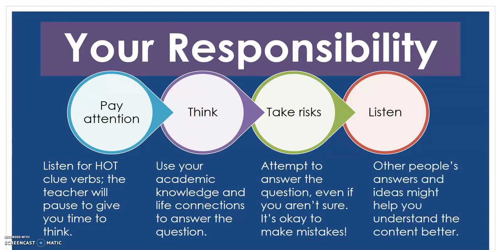And then finally, listen. You might have one answer to a higher order question, and someone else might have a completely different answer. Both of you are going to benefit from listening to other people's ideas. Someone else's ideas will help you to understand the content better. So especially when you're asked to do something higher order, you need to really listen and pay attention, think hard, take that risk, and then listen again.